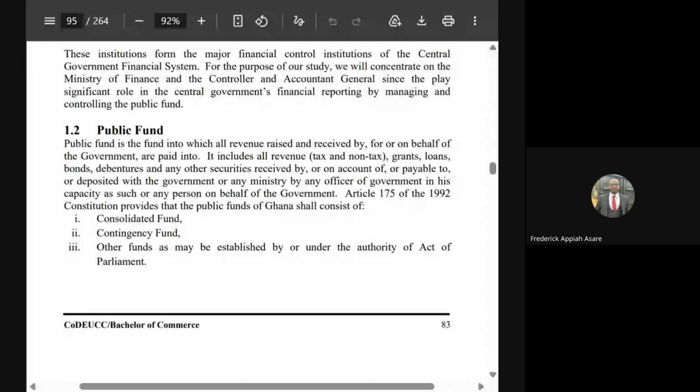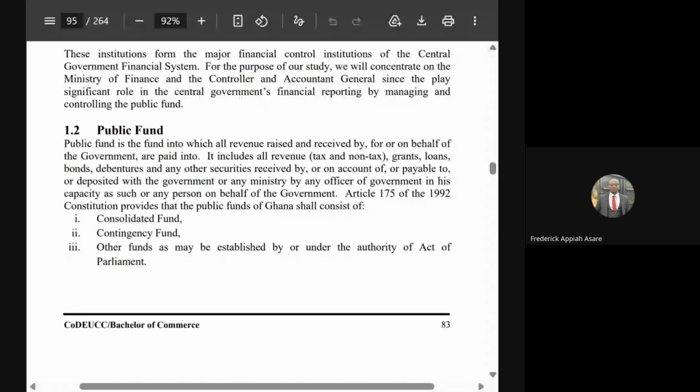Public funds, we've discussed this several times. Public funds is the fund into which all revenues raised and received by or on behalf of the government are paid. Any money that the government receives, the fund that they put the money inside is what we call the public fund. These monies include all revenue, and this revenue can be tax or non-tax revenue. There is some revenue that we get through tax, and some that we get which is not as a result of taxation. So we have the tax and the non-tax revenue.